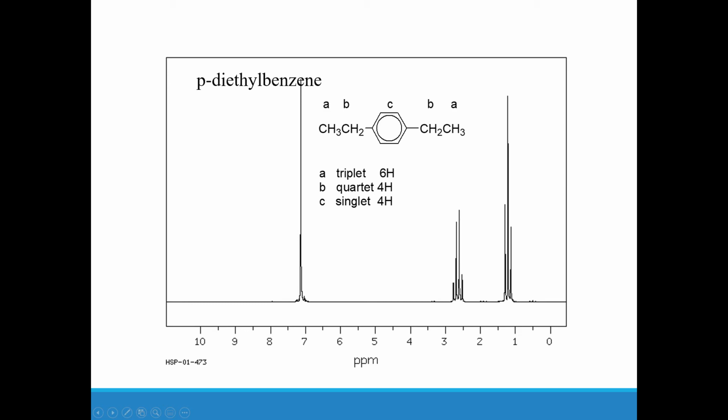And then same thing for B. Because it's slightly more towards the middle of the molecule, we expect it to be a little bit more downfield. So 3 neighboring hydrogens, 3 plus 1 is 4, 1, 2, 3, 4, a quartet.